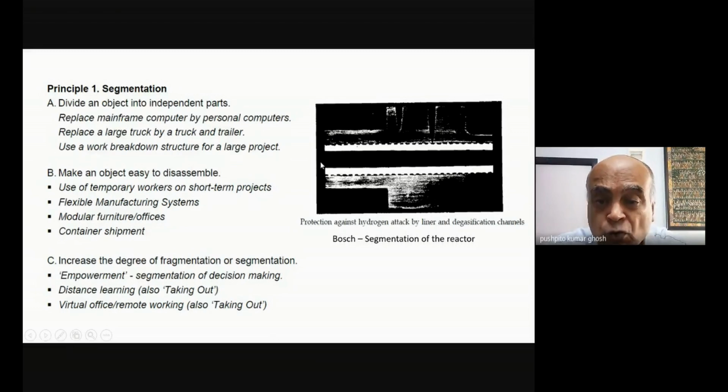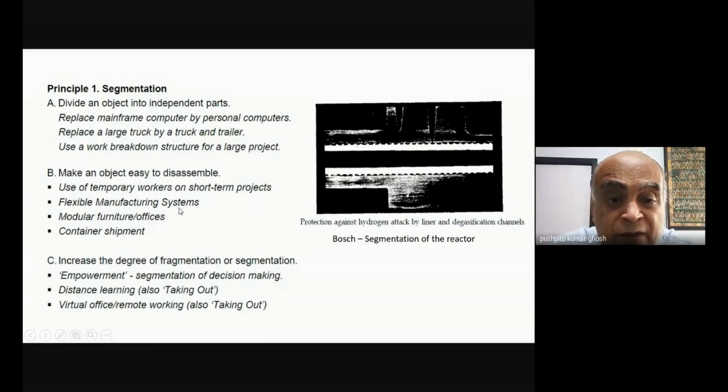Altshuler is basically drawing on such clever work, and he has been able to find numerous cases where people have done segmentation without knowing that they've done segmentation. So he was able to collect thousands of patents which had some similarity, and that's how he came up with his concepts. Then make an object easy to disassemble. This is also segmentation. So use temporary workers on a short-term project so that after the project is over, everyone just goes off. You are not saddled with permanent manpower.